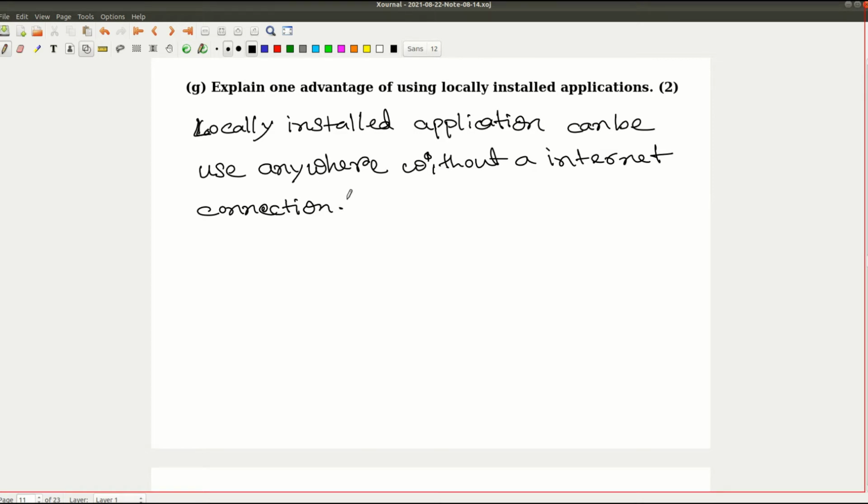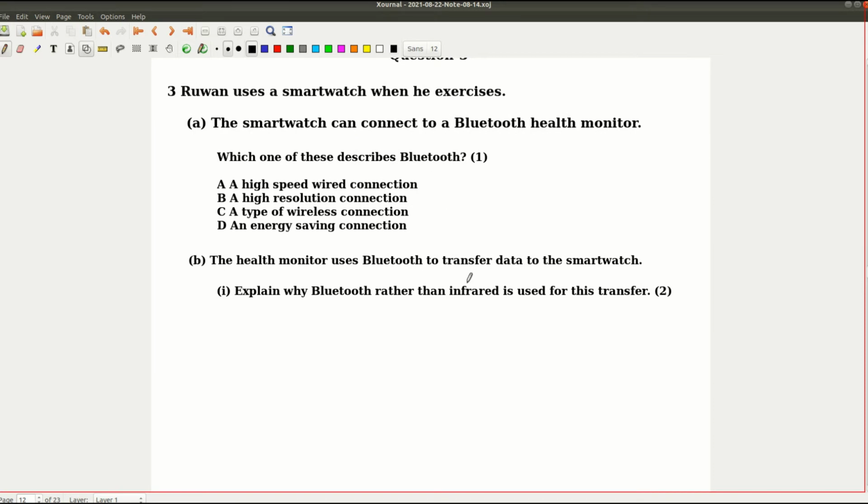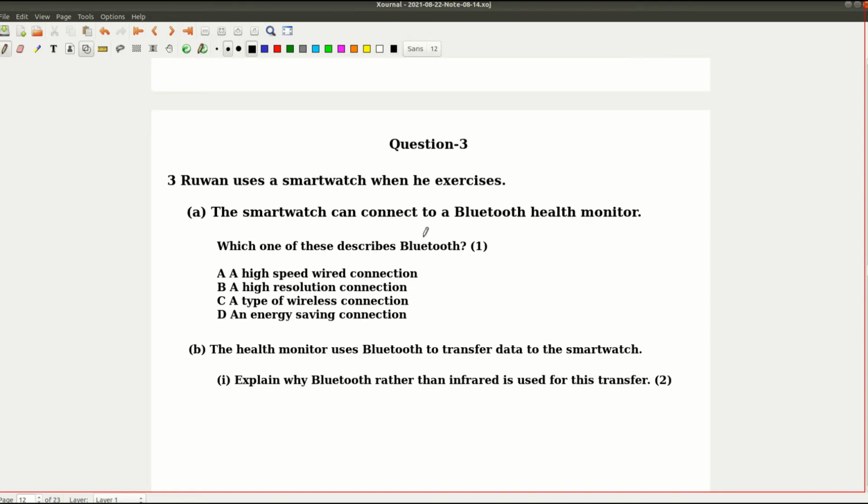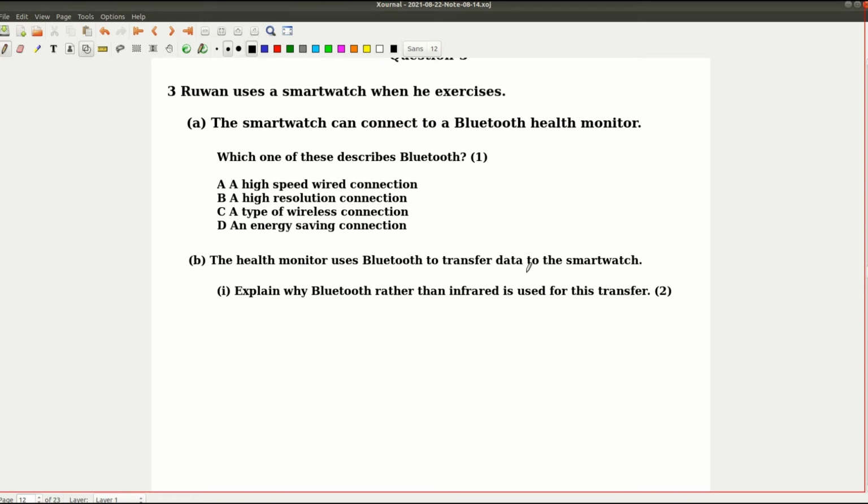Okay, so the next question is question 3. Ruan uses a smartwatch when he exercises. The smartwatch can connect to a Bluetooth health monitor. Which one of these describes Bluetooth?